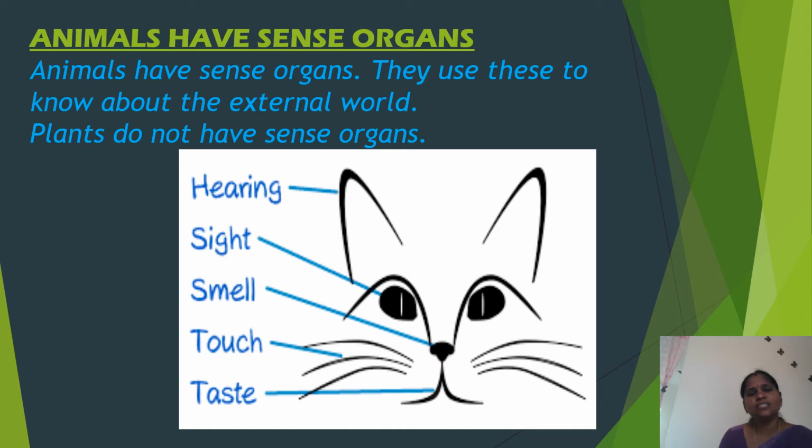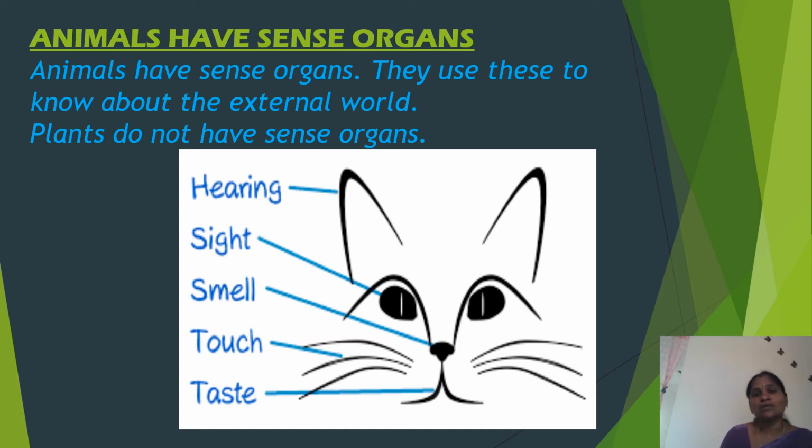Let us see the next differentiation between plants and animals. Animals have sense organs. You might have learned in second standard the 5 main sense organs. What are the sense organs? How many are there? 5, no? What are those? Nose, eyes, ears, tongue and skin. So eyes, ears, nose, tongue and skin. These are the main 5 sense organs in animals.